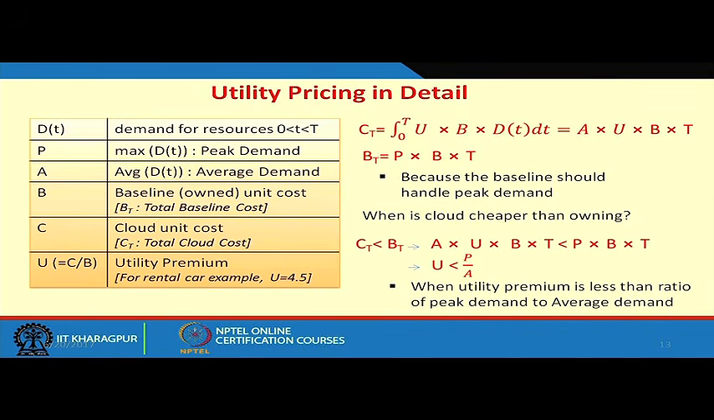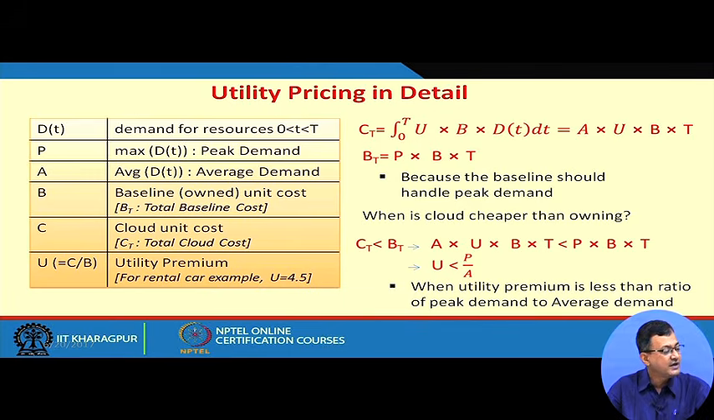So, let us do some simple mathematical expressions, a little bit simplified. Suppose I have a demand D(t). Demand varies over time from 0 to capital T. So demand for resources is D(t), P is the max demand or peak demand, A is the average demand, so the average over the time scale. B is the baseline or owned unit cost. So, if I own, what is the baseline unit cost? C is the cloud unit cost.